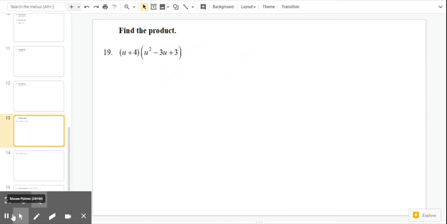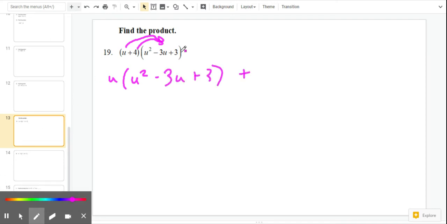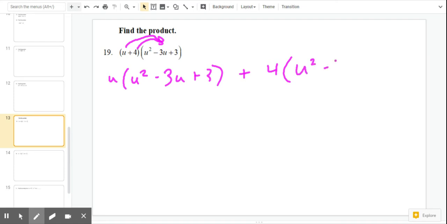All right, next one. Next one is a polynomial times another polynomial. So this is where we're going to take this first one and distribute it into that whole set of parentheses, take the second term, distribute it into the whole set of parentheses. So that's going to be u times u squared minus 3u plus 3. And then the second one, so that was this first u right here. Now we take the 4 right here and multiply that by that whole second set of parentheses.